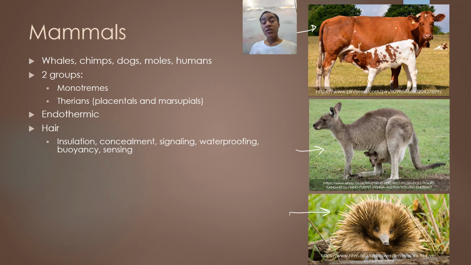We also have hair, which is one of the big things about mammals that sets us apart from other groups. We can use hair for a variety of things. Mostly, we use it obviously for insulation. We can also use hair for concealment, for signaling, for waterproofing, for buoyancy, for sensing our environment. The list goes on and on. There are a variety of uses for hair, and all mammals have hair. There are no other groups of animals on the planet that have hair.